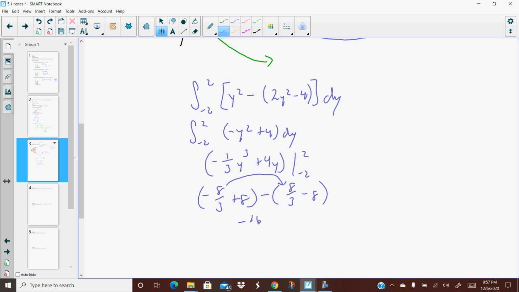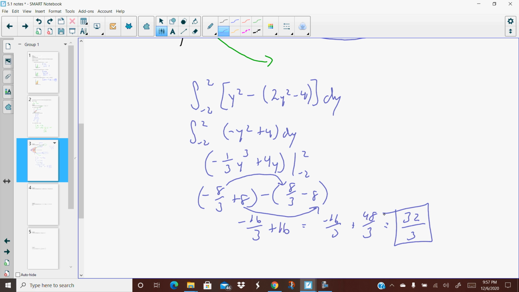Well, that's minus 16/3. Then you've got an 8 minus a minus 8. So that's really plus 8, so that's plus 16. And then 16 in terms of thirds is going to be 48/3. So negative 16 plus 48 is 32/3. And there's the area between those two curves.